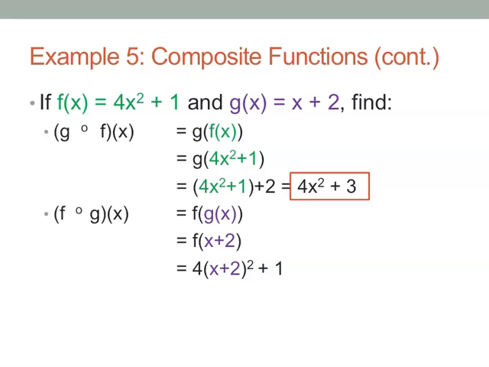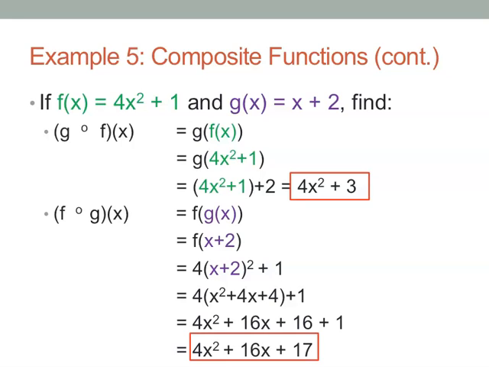So in this case, to simplify this, I'm going to have to multiply that x plus 2 squared out. So this is going to be 4 parentheses x squared plus 4x plus 4 plus 1. And then I can distribute that 4. So this will be 4x squared plus 16x plus 16 plus 1. And then I can combine like terms and we'll end up with 4x squared plus 16x plus 17.